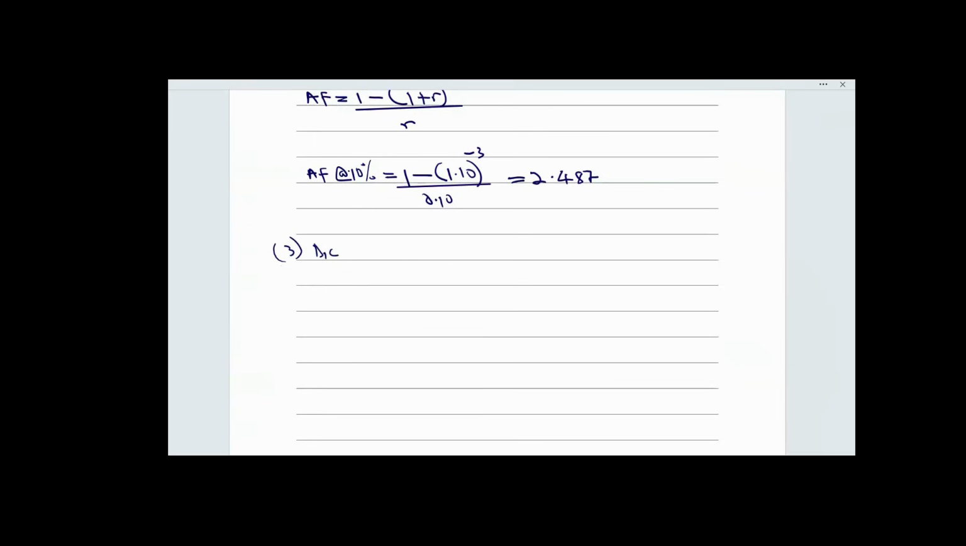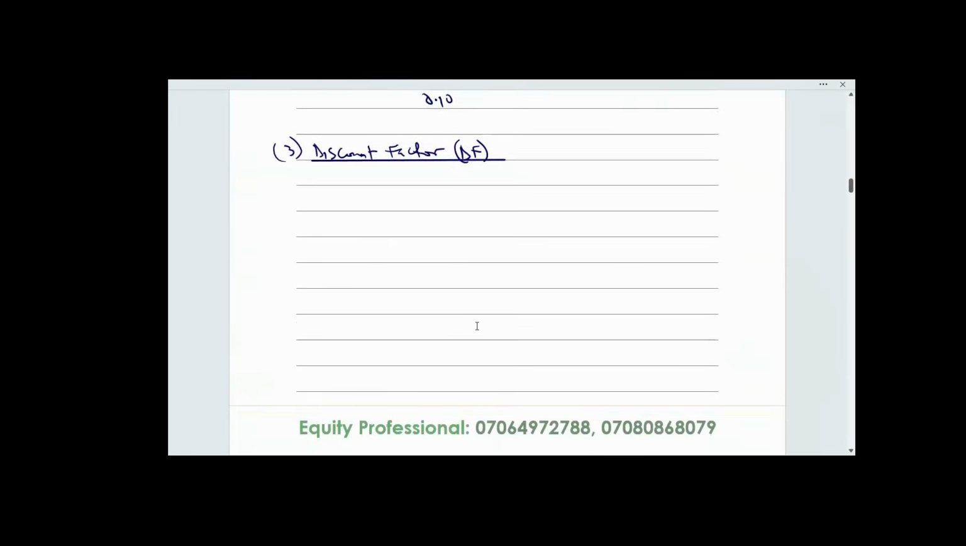Anytime you want to calculate discount factor, this is the formula to use. So discount factor is used to discount the cash flow for each year. Whenever you want to calculate present value for each year, then you use discount factor. All right. So in this case, my discount factor for year 3 at 10% for year 3.